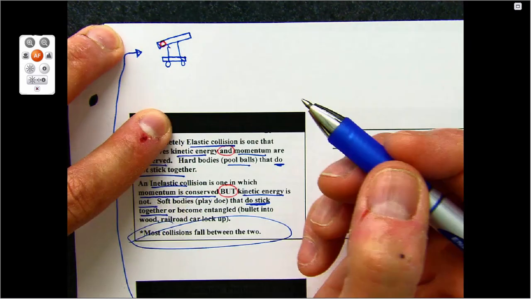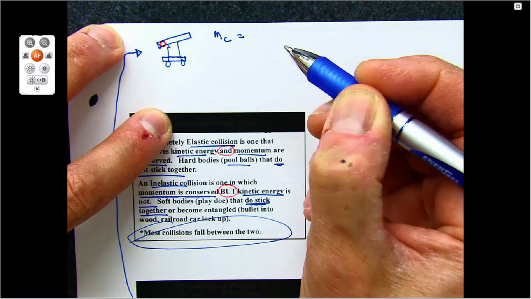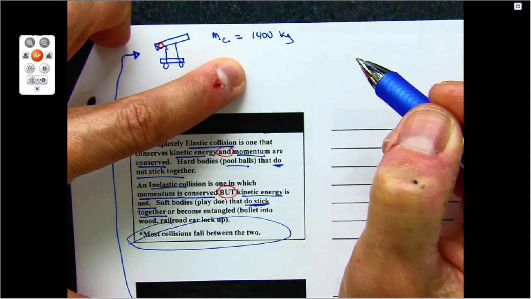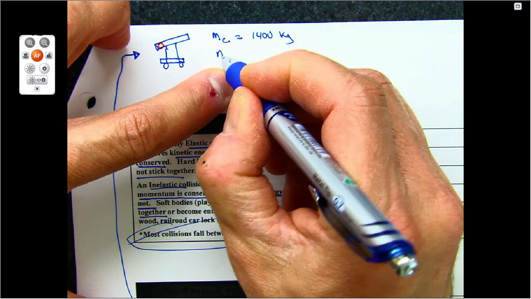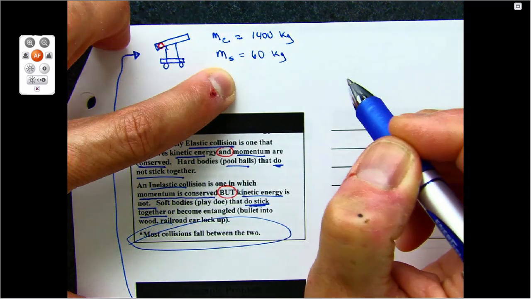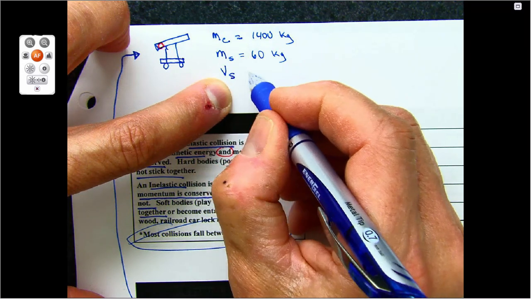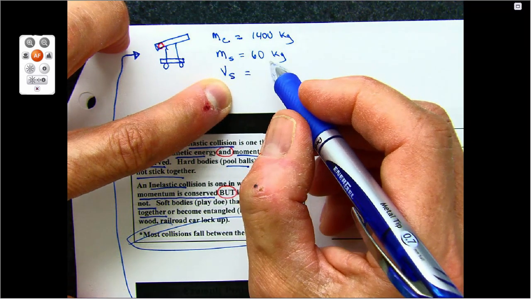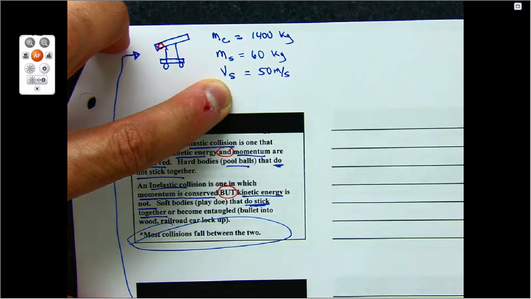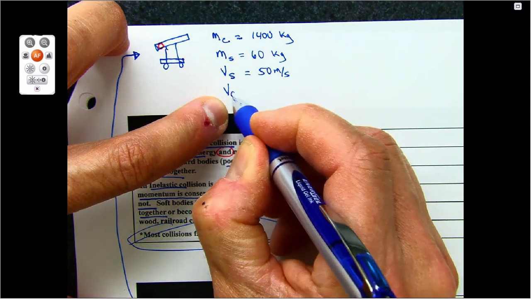Okay. Let's see what we've got here. So I'm going to label this the mass of my cannon, 1,400 kilograms. The mass of the shell is going to be 60 kilograms. The velocity of my shell is going to be 50 meters per second. Now, what is the recoil velocity of the cannon?